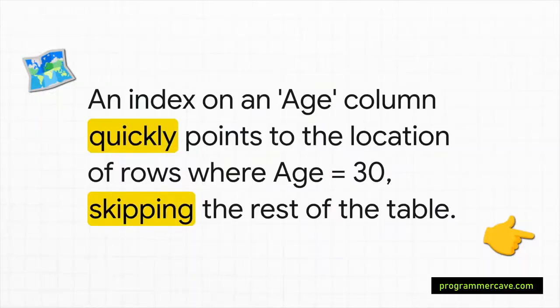Let's make this super clear with an example. Imagine we have a huge table of users, and we slap an index on the age column. If we search for everyone who's 30, the database doesn't bother looking at anyone who's 25 or 40. The index acts like a guide, pointing the database straight to the records for 30-year-olds, completely skipping everything else. Think of all the work it just saved.